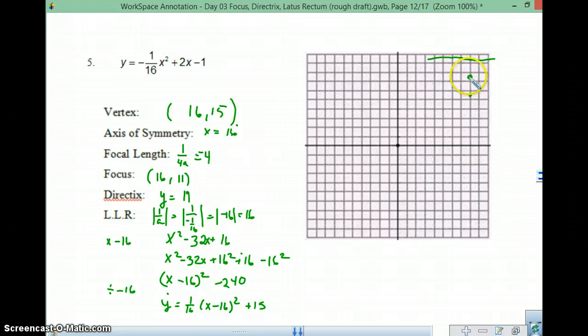So what you're going to do is you're going to count out 2, 4, 6, 8 on this side. Oh, sorry, I should do it down here where the focus is. Your parabola is going to go right through that point, and on this side the other way. All right, good luck with those.